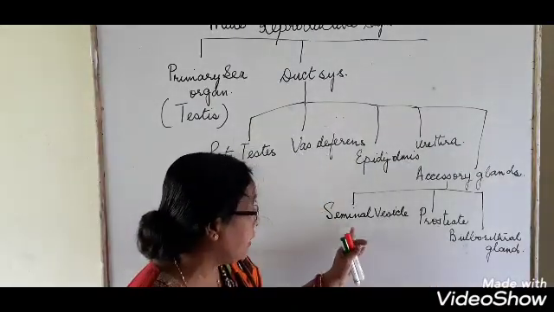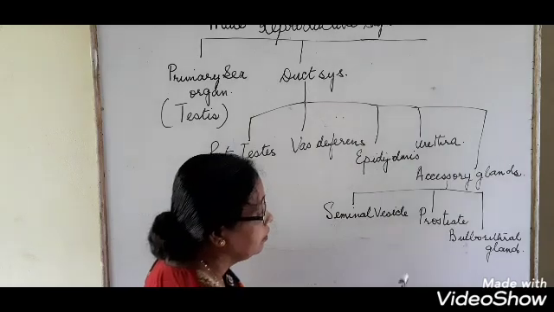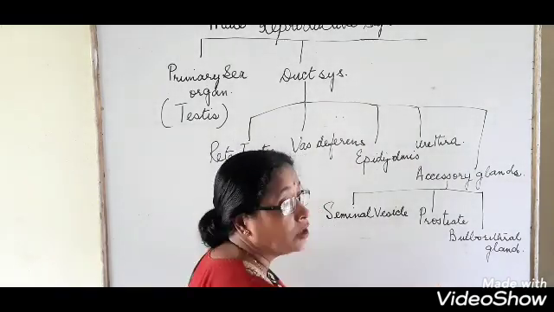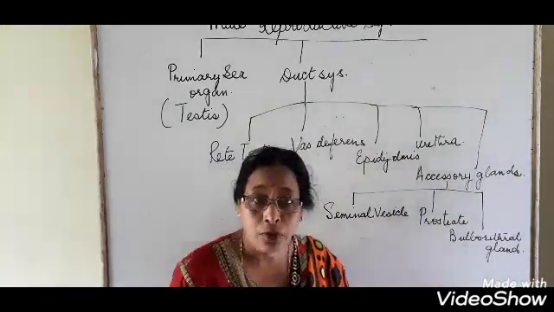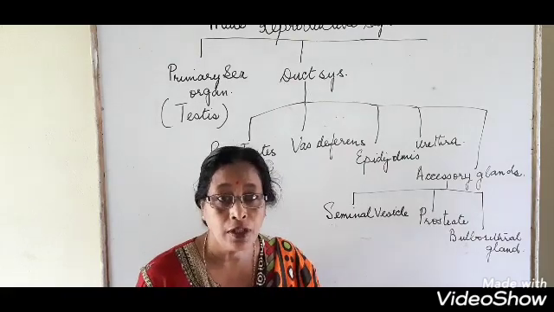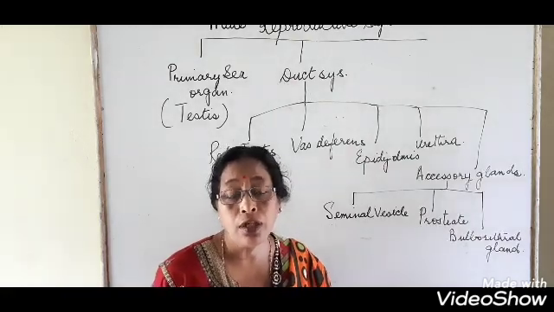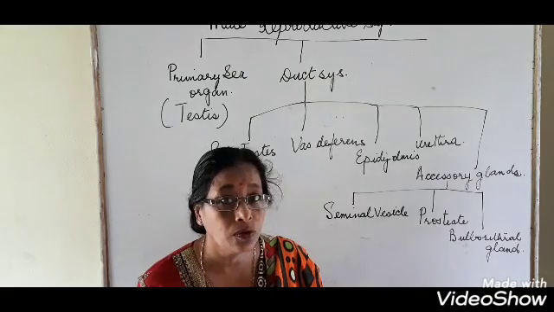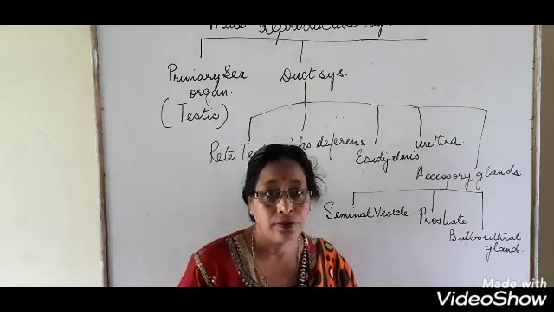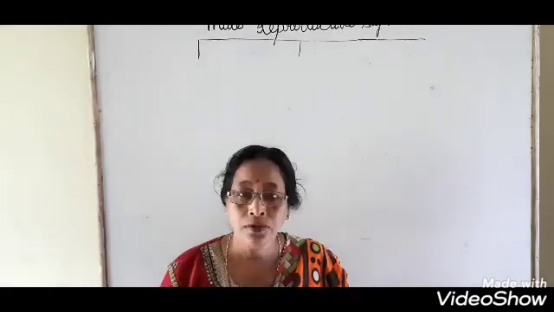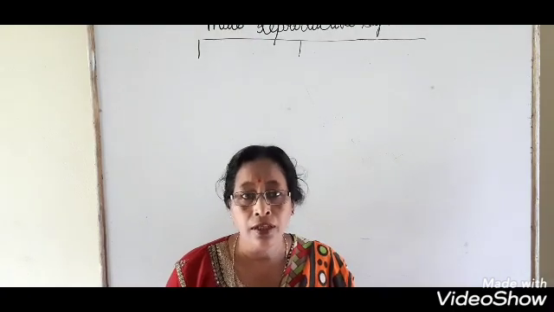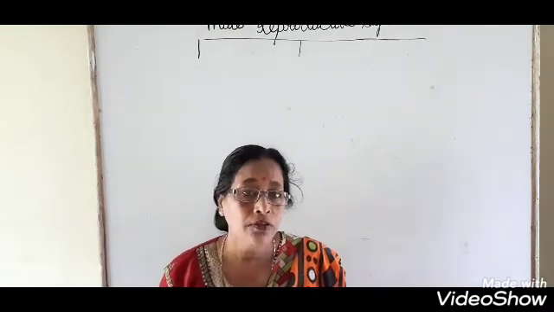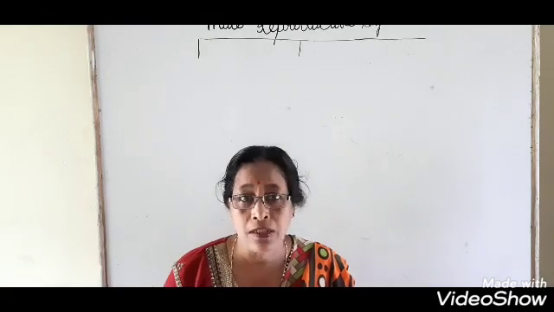These accessory glands, that is the seminal vesicle, the prostate gland and the bulbourethral gland, provide nourishing substances and locomotory activating substances to the sperms. Now let us see the internal structure of the testes. Human males have a pair of testes.